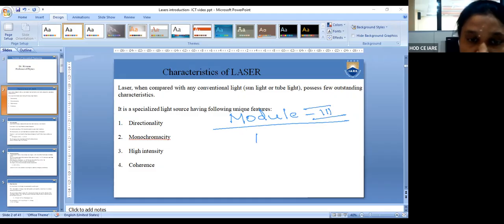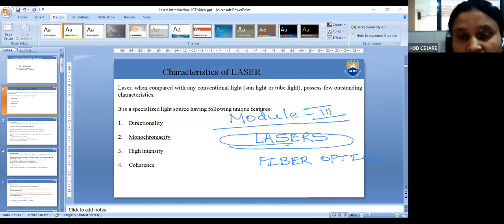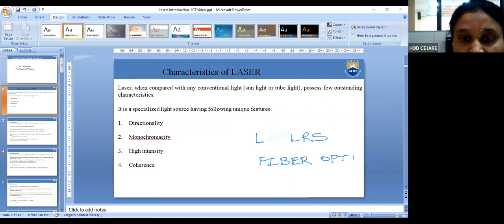The first part is lasers and the second part is fiber optics. For your first CIE exam, you have lasers. So we need to finish lasers for your first CIE exam. Now before going into different topics of lasers, we need to first understand what exactly is laser light.